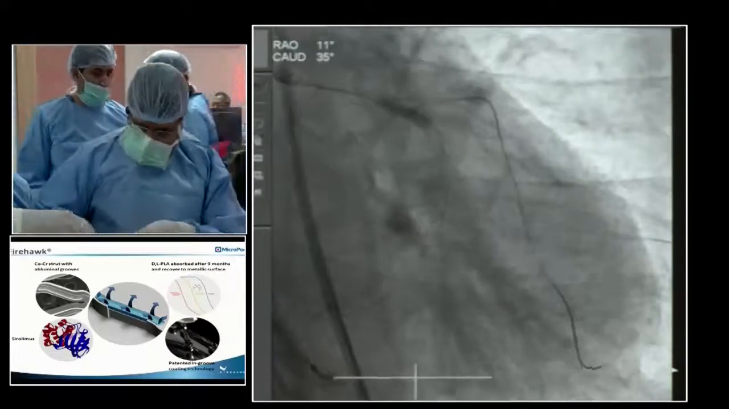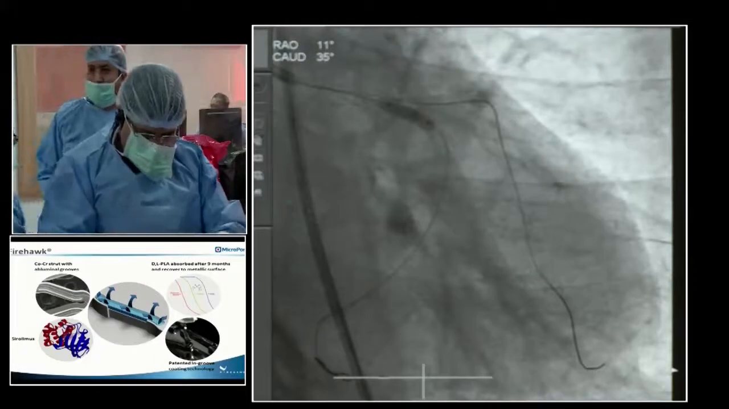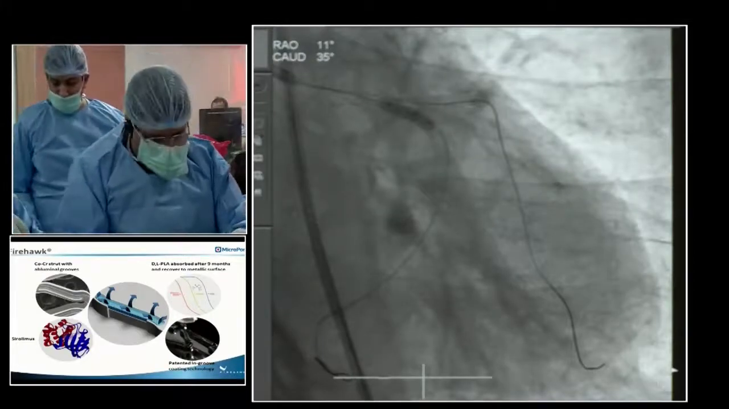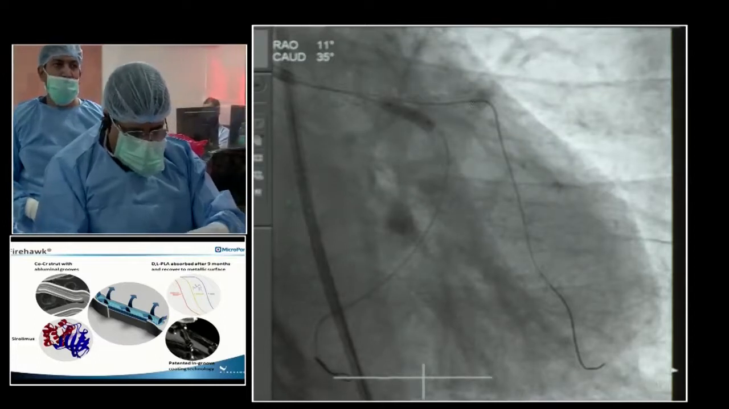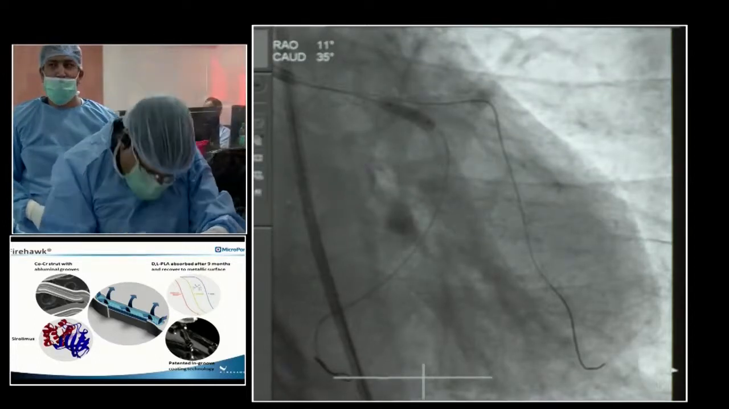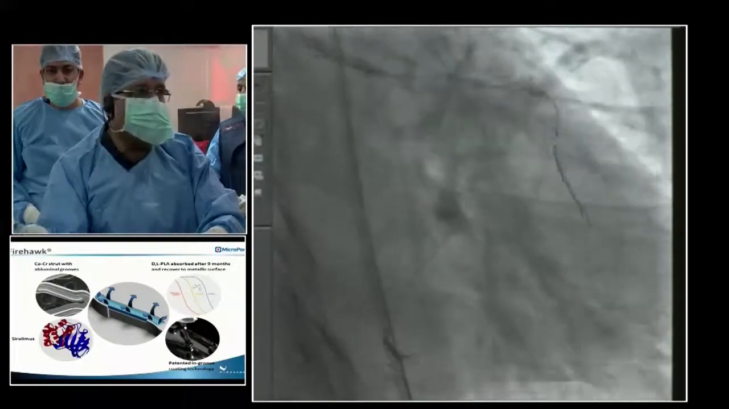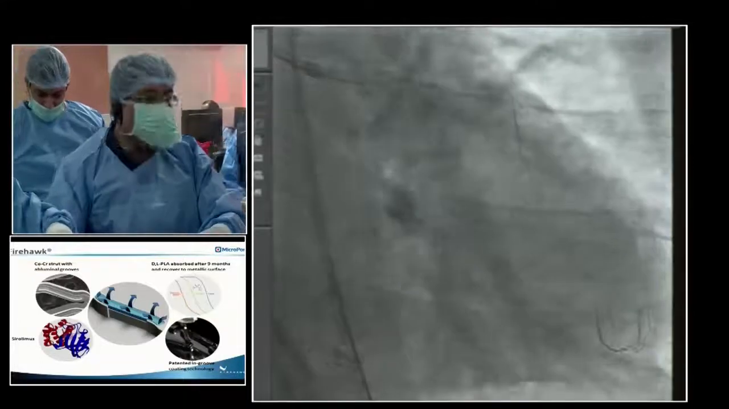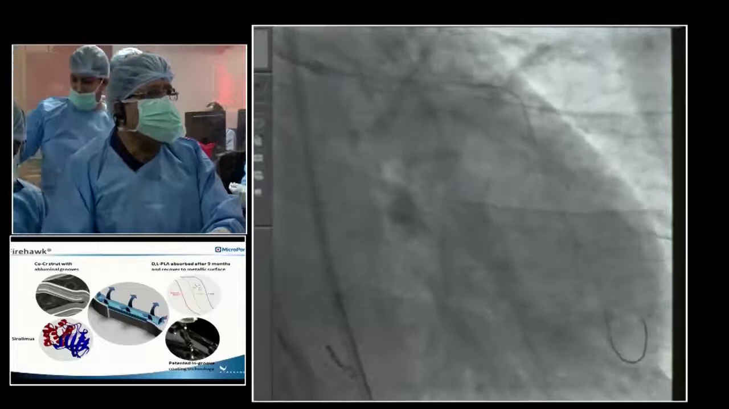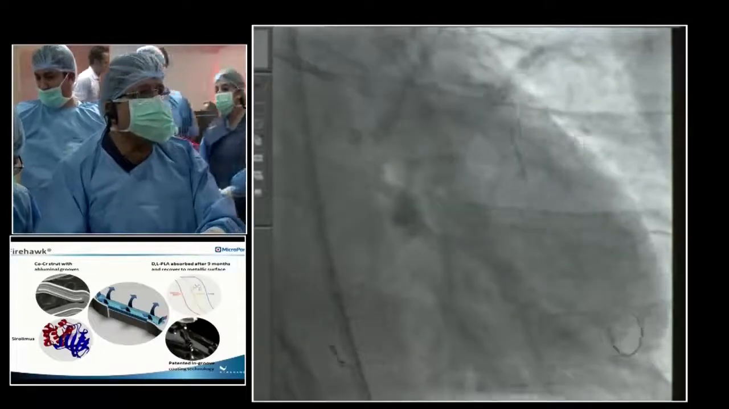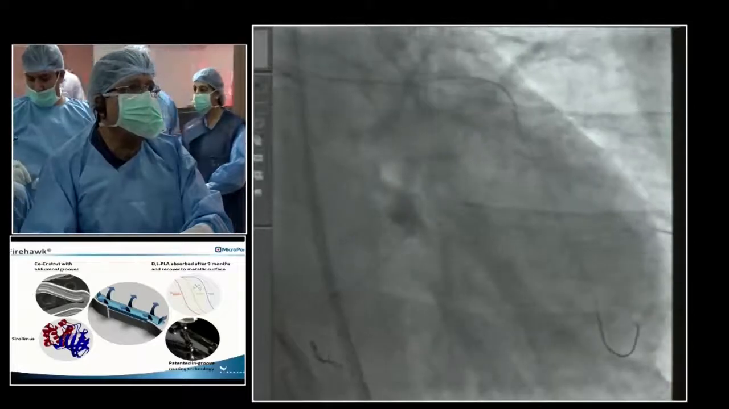So what size balloon are you taking in the left main to LED for kissing? I am taking a 3.5 balloon for LED because the size on IVUS was 3.5. And I am taking a 3 millimeter balloon for the circumflex because the distal circumflex was about 2.5 to 2.75, but as I was approaching the ostium, the circumflex was 3. So I'll take a 3 millimeter balloon for the circumflex.